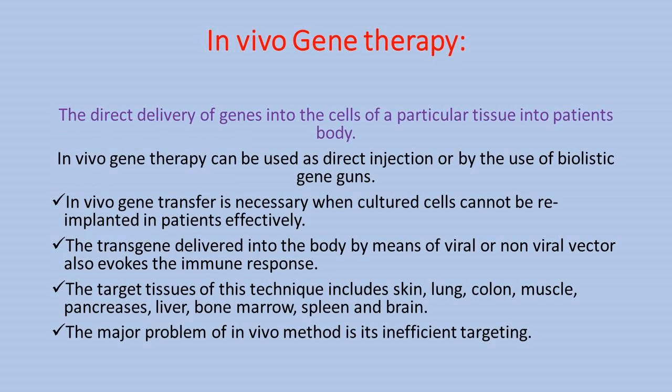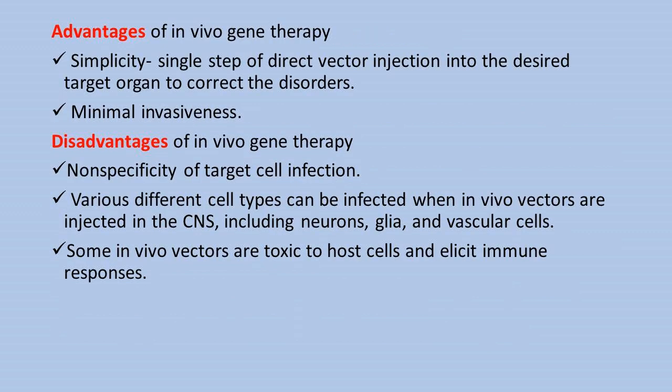The direct delivery of a gene into the cells of a particular tissue in the patient's body is generally called in vivo gene therapy. The corrected copy of the gene is transferred into the body of the patient. In vivo gene transfer is necessary when cultured cells cannot be reimplanted in the patient effectively. But the major problem is inefficient targeting. The advantage is that it is a very simple one-step method with minimum invasiveness.